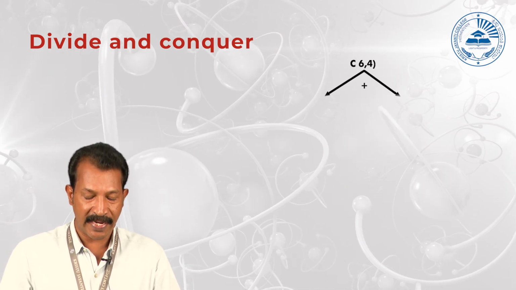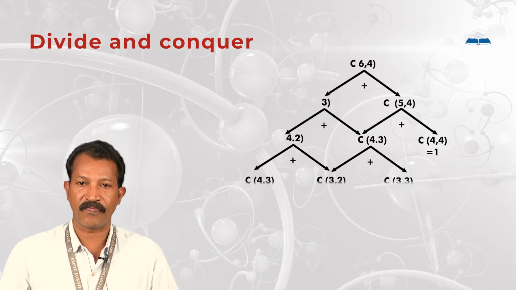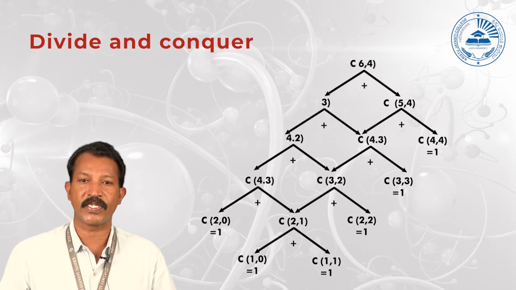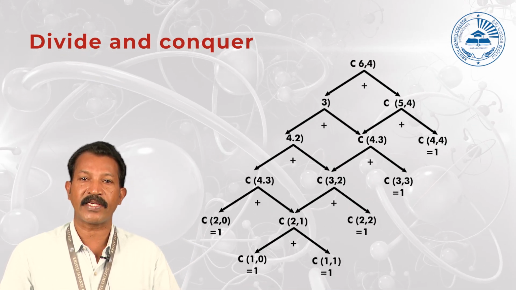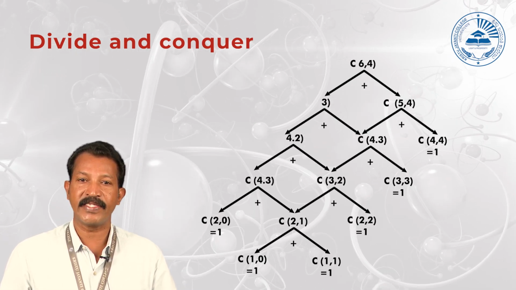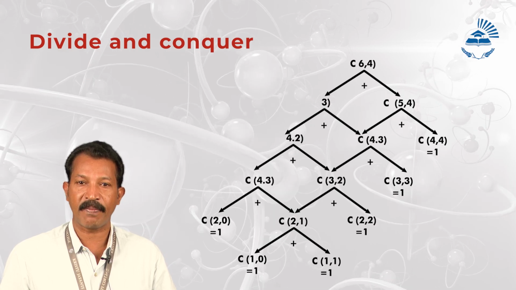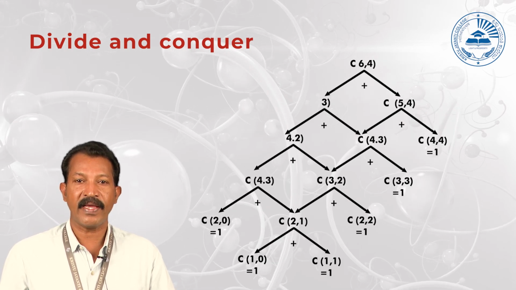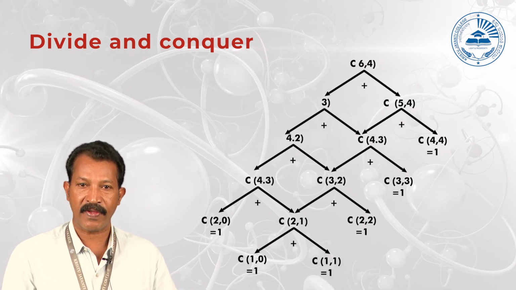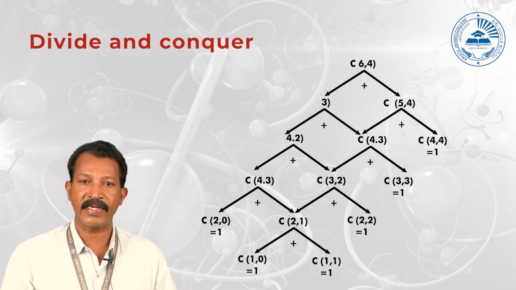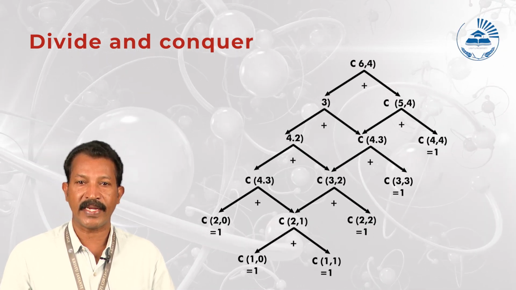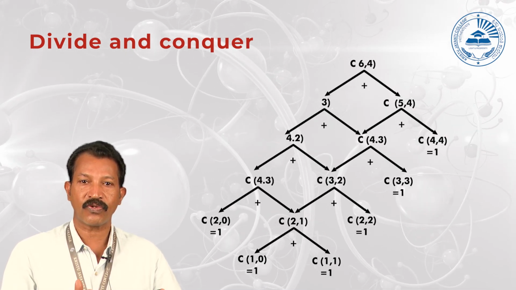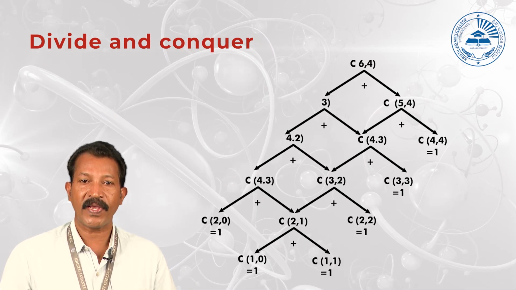For example, if it is 6C4, that means n is 6 and r is 4. If you want to calculate the value of 6C4, we can subdivide into two parts using the formula n-1 C r-1 and n-1 C r. So when it comes to n-1 C r-1, r is 4 here, n is 6 here. So n minus 1 is 5 and r minus 1 is 3. So to calculate 6C4, first we need to calculate 5C3 and then 5C4.